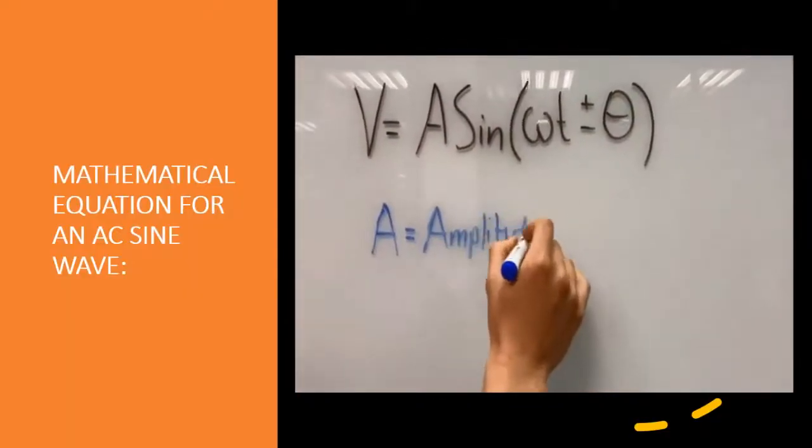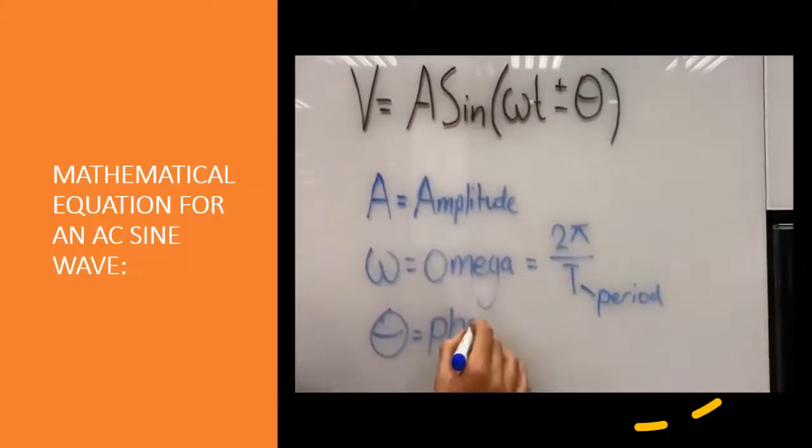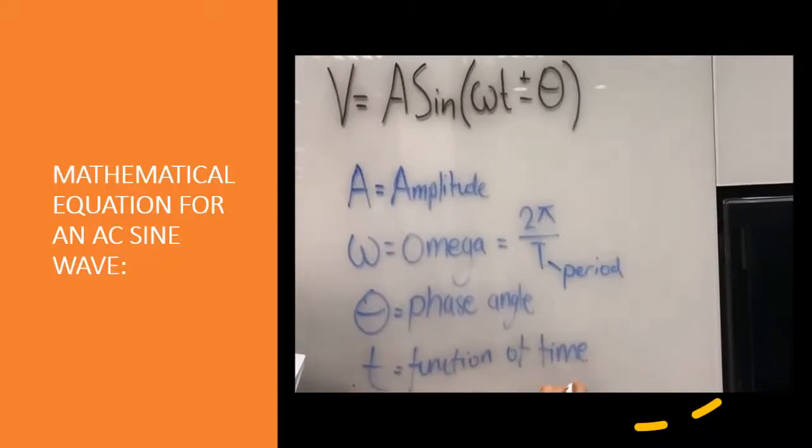The mathematical equation for an AC sine wave can be denoted with A, the amplitude of the wave; omega, which is the value equal to 2 times pi over T, where T is the period; theta, which can be positive or negative and represents the angle; and t, which is the variable of time.